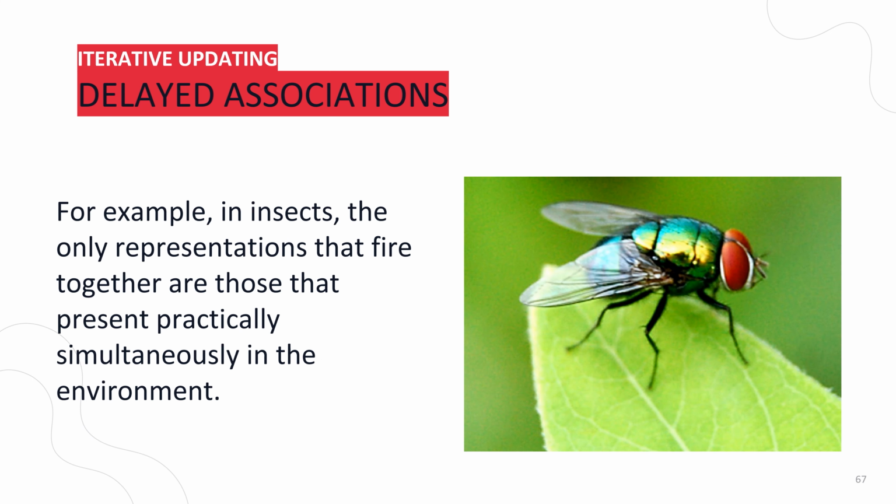For example, in insects, the only representations that fire together are those that present practically simultaneously in the environment, meaning that a stimulus from 1 second doesn't meet the stimulus from 3 seconds later. It's gone by that time. So a fly has a very hard time understanding cause and effect.